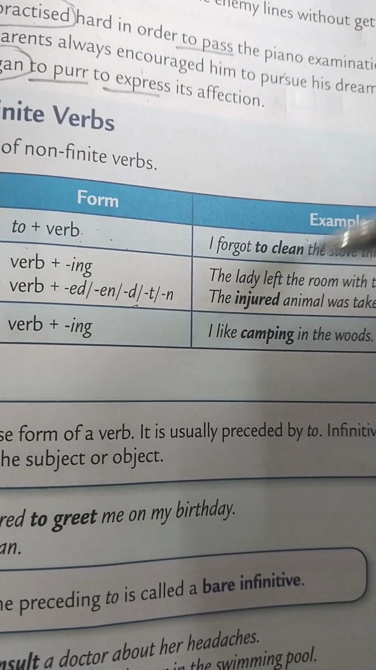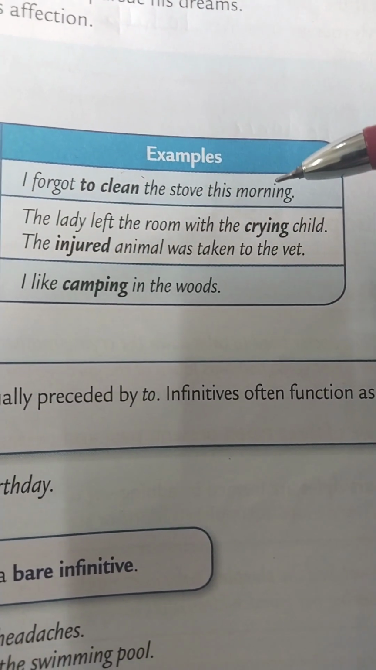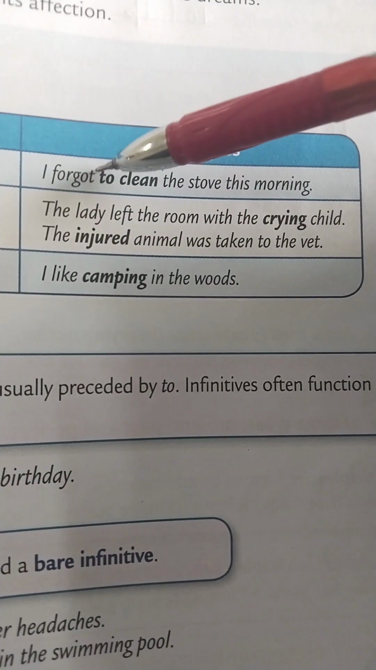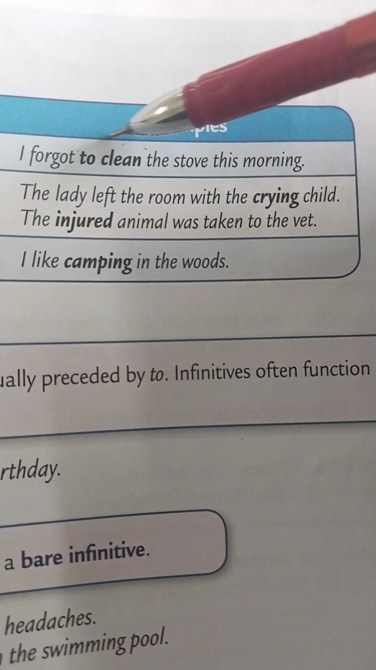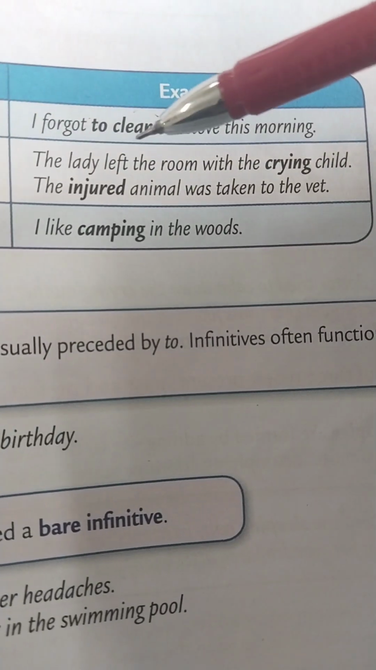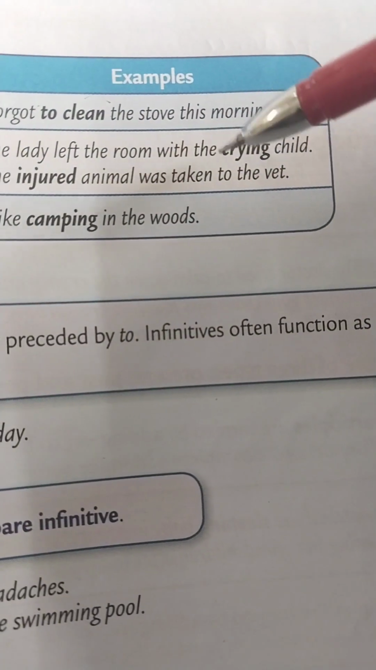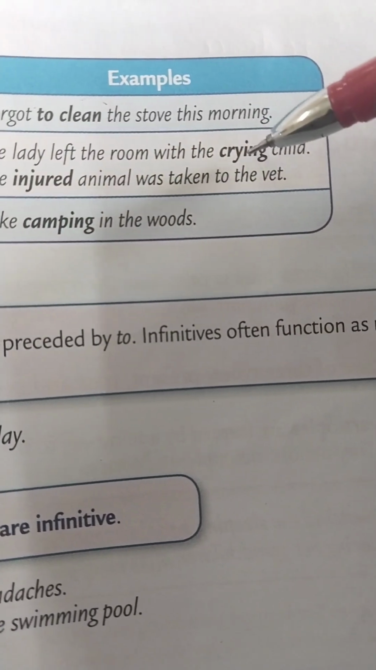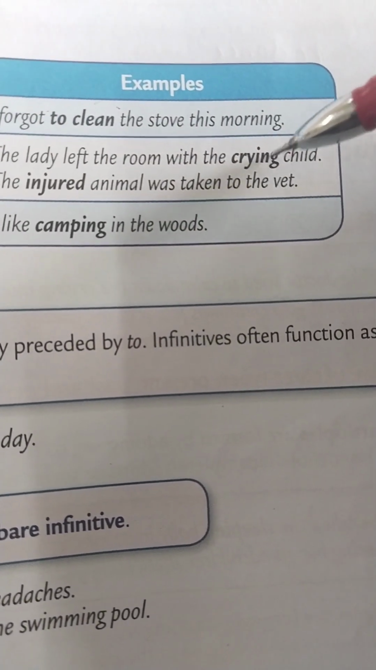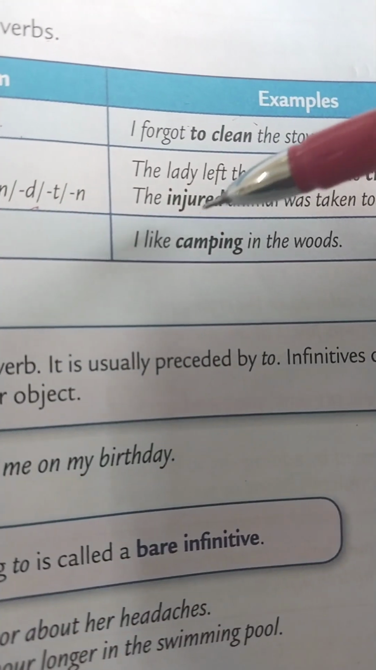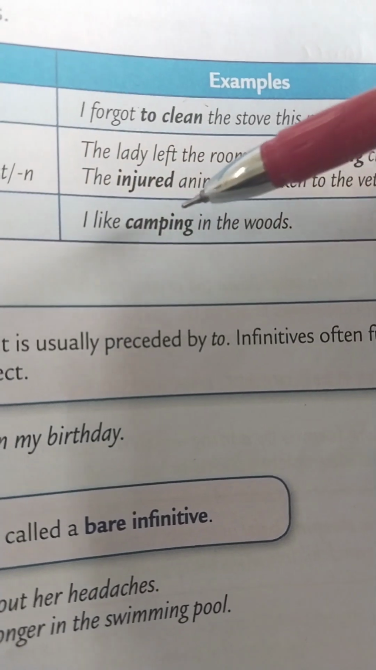I forgot to clean the stove this morning. So to clean is a non-finite verb and it is an infinitive, because it is having to. The lady left the room with the crying child. Now in this sentence, crying is a participle, a non-finite verb, the participle form of it. And I like camping in the woods. In this, camping is a non-finite verb and it is a gerund.